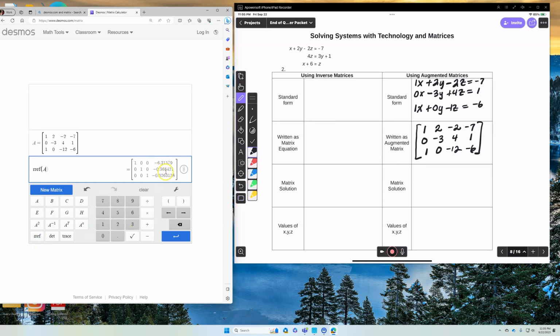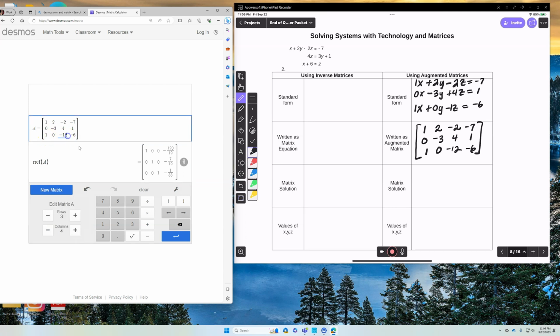Now, if you get something like this, you see it says convert to a fraction. And if that fraction is better, then that's fine. But I have to make sure that I have the right numbers here. So I have 1, 2, -2, and -7. And then I have 0, -3, 4, and then 1, 1, 0. There's my mistake. I put a 12 instead of just having -1. So that is my answer.